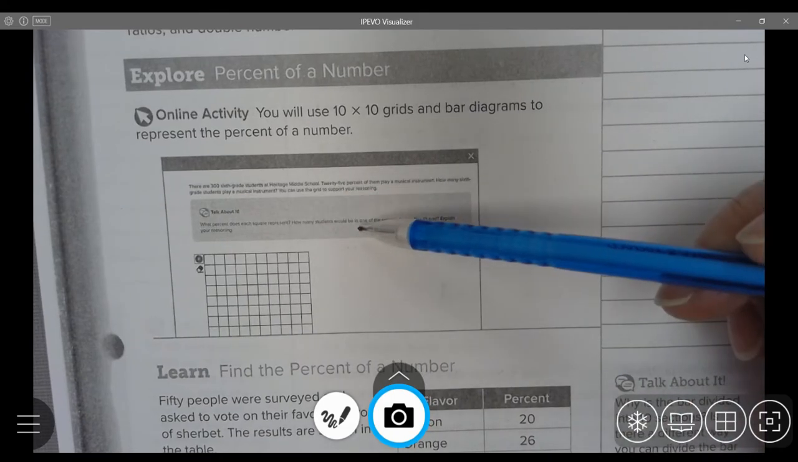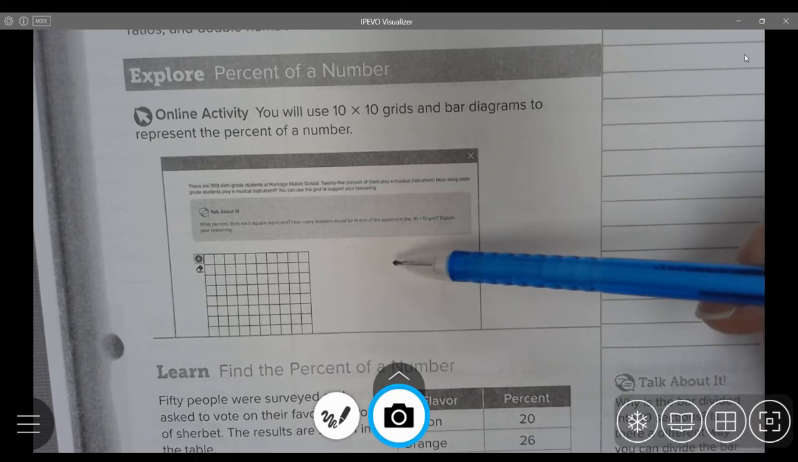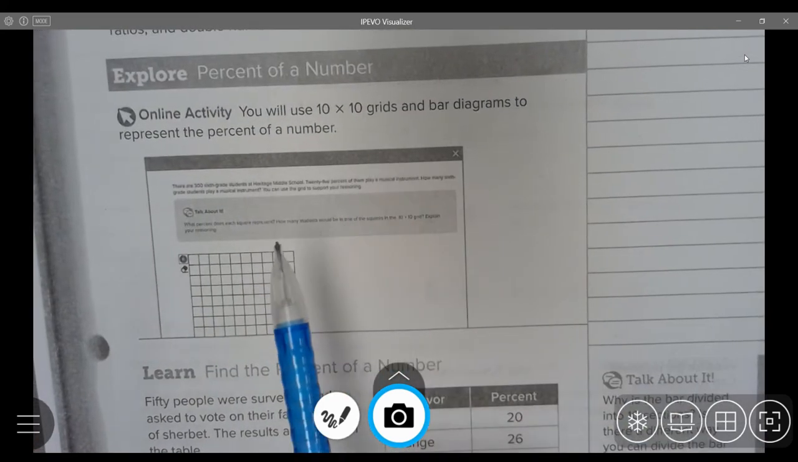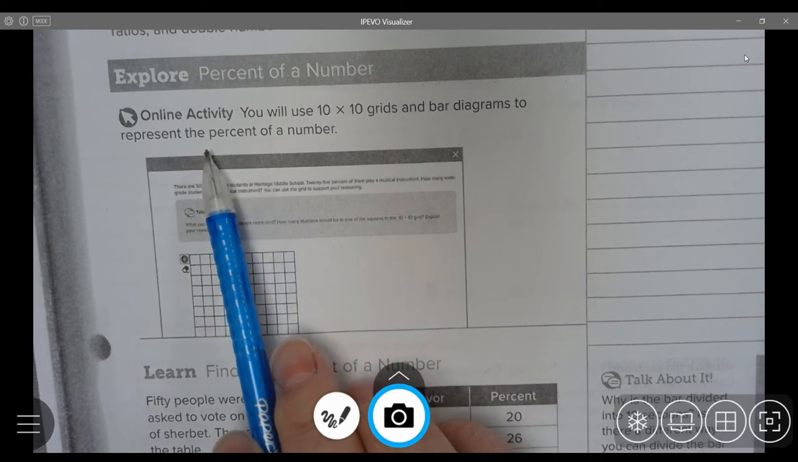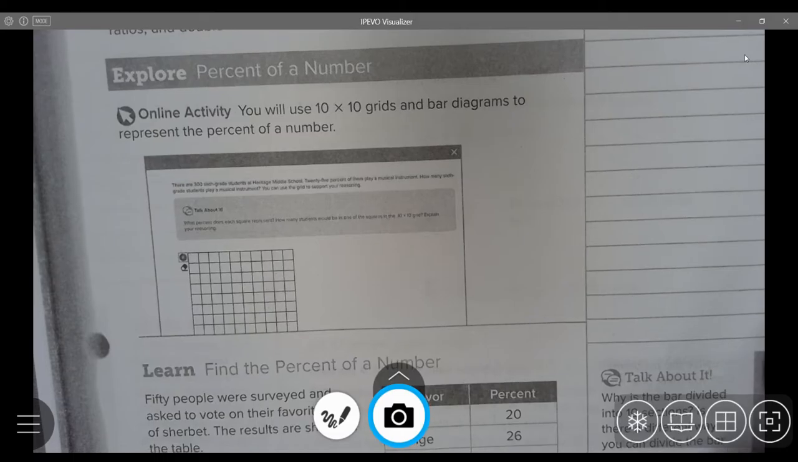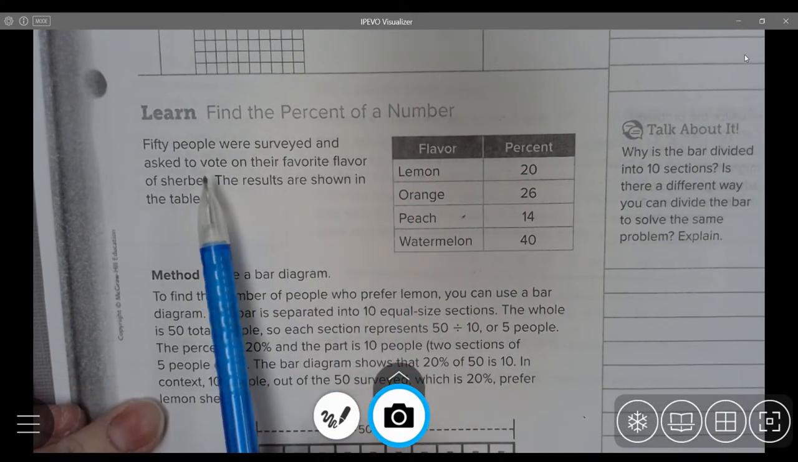Remember, using a 10 by 10 grid and bar diagrams helps us represent the percent of a number, because percent means per cent, which is per 100. So a 10 by 10 is 100 squares. Learn, find the percent of a number.